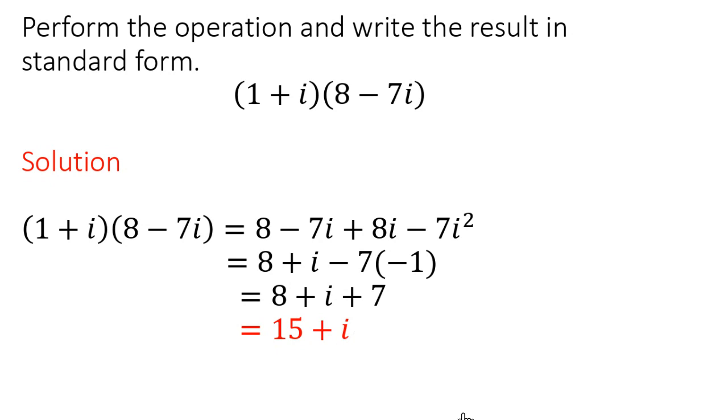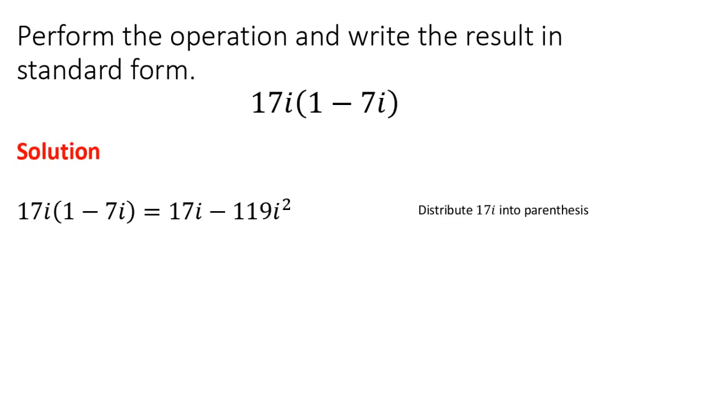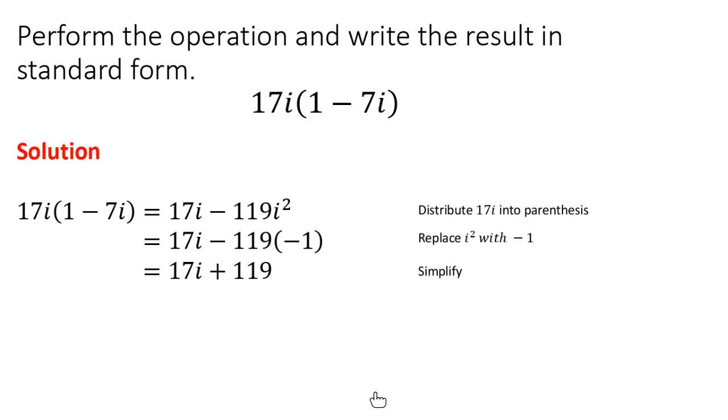Easy stuff, right? All right, let's do another example. Let's go ahead and do this one. Perform the operation. This one, we're not doing FOIL. This one is straightforward. We're going to distribute our 17i to the 1 and the 17i to the negative 7i. So when we do that, 17i times 1 is 17i, and the 17i times the negative 7i is going to give me a negative 119i squared. Again, we know that i squared is equal to negative 1. So let's replace that. We have negative 119 times the negative 1. That's going to give me a positive 119. And I'm done. I can't simplify anymore.